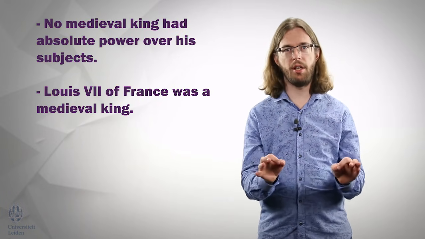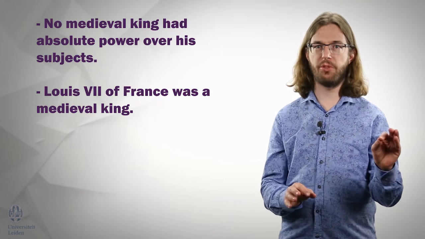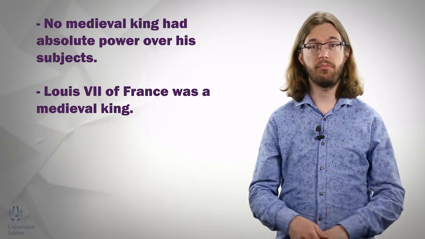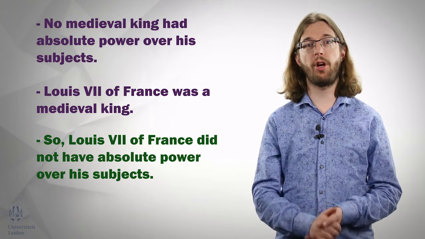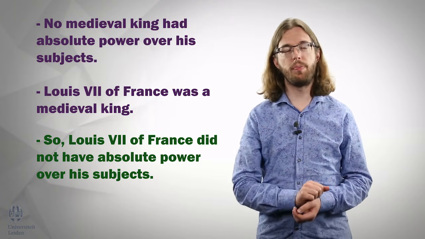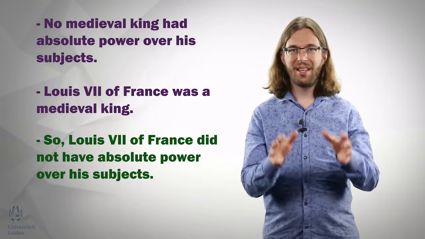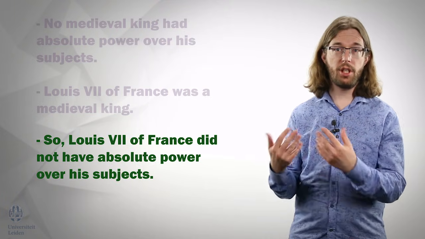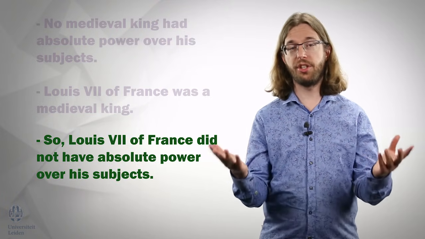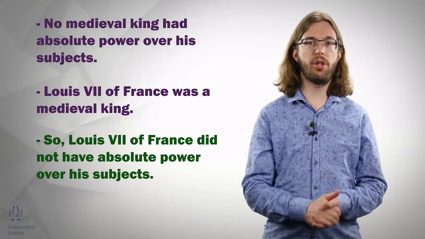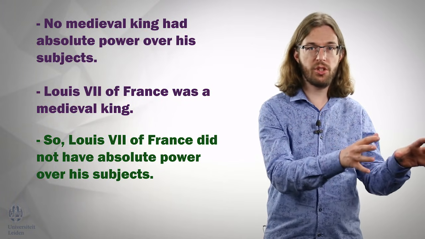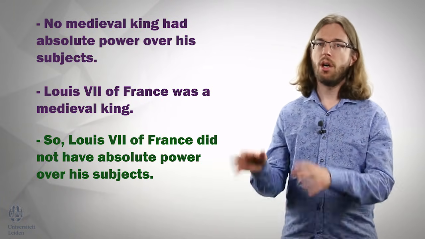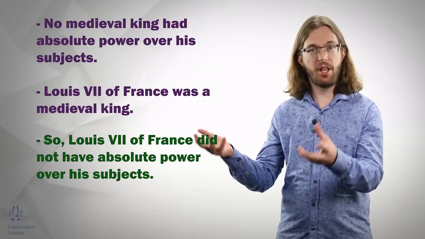No medieval king had absolute power over his subjects. Louis VII of France was a medieval king. So, Louis VII of France did not have absolute power over his subjects. Here the first two lines are the premises, and the final line, introduced by the word "so", is the conclusion. In this argument we assume that medieval kings did not have absolute power and that Louis VII was a medieval king, and we conclude that he did not have absolute power.